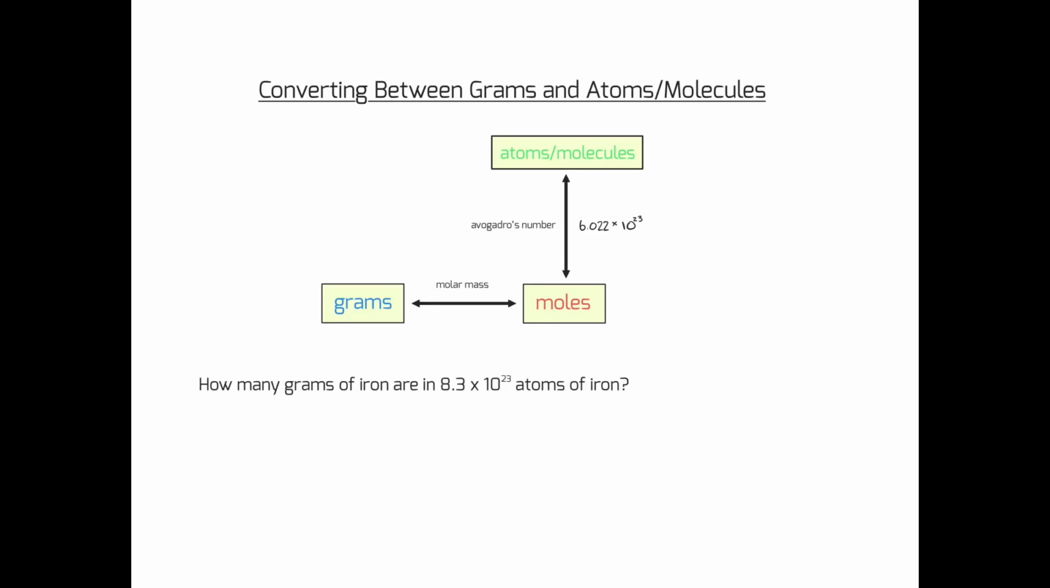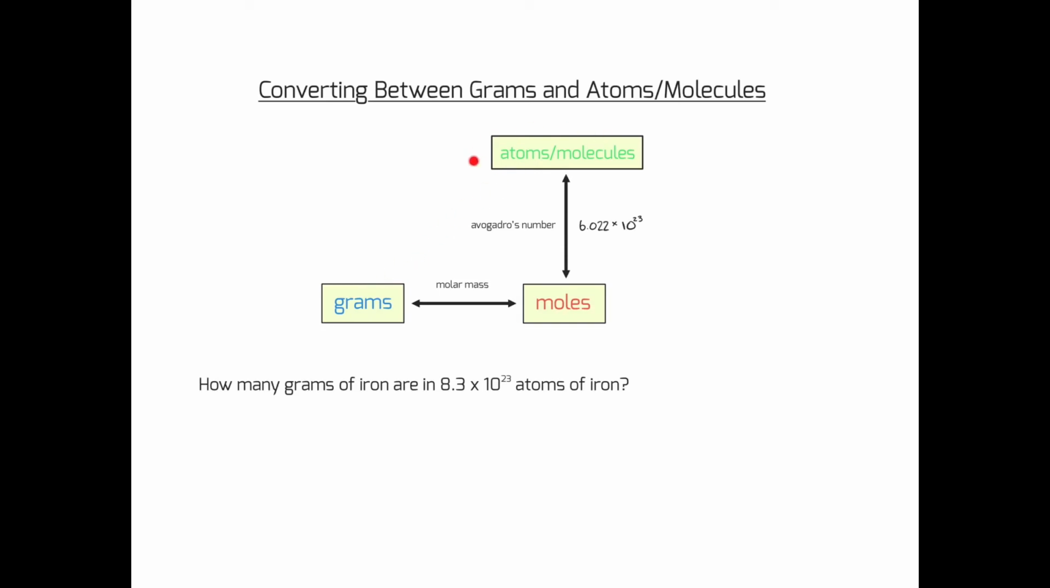So this problem asks us how many grams of iron are in 8.3 times 10 to the 23rd atoms of iron. So we've been given atoms of iron, which means we're starting here, and we're asked for grams of iron, which means we're here. So we're going from here to here. And as you can see, there's no straight path between these two.